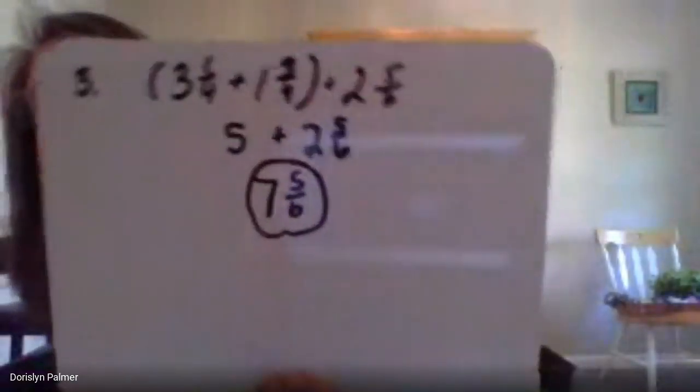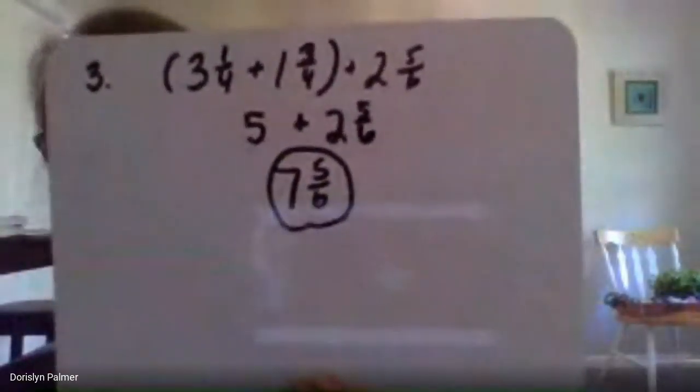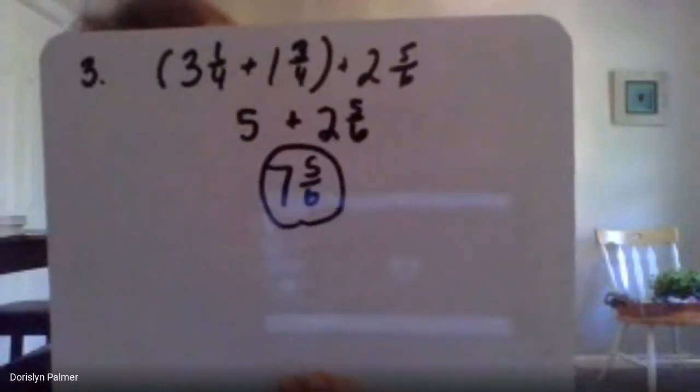All right, what would that be? Wait, what question is that? This is number 3. All right, Grant, so you're adding 5 now, 5 plus 2 and 5/6. It would be 7 and 5/6. That's it. All right, there you go, guys, for number 3. Good work on that.